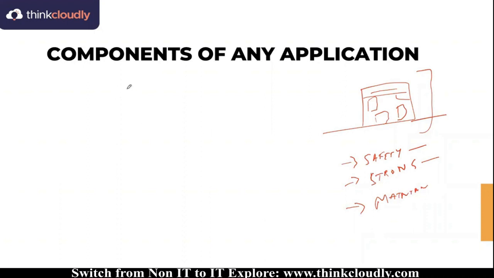Now, whenever we create an architecture of an application, we need the components. Let's say we need one server for front end, another server for back end, another server for database. Let's imagine we have 3 servers, one for each tier. For front end, we have a server. For back end, we have a server. For database, we have a server. And all these 3 are connected together.